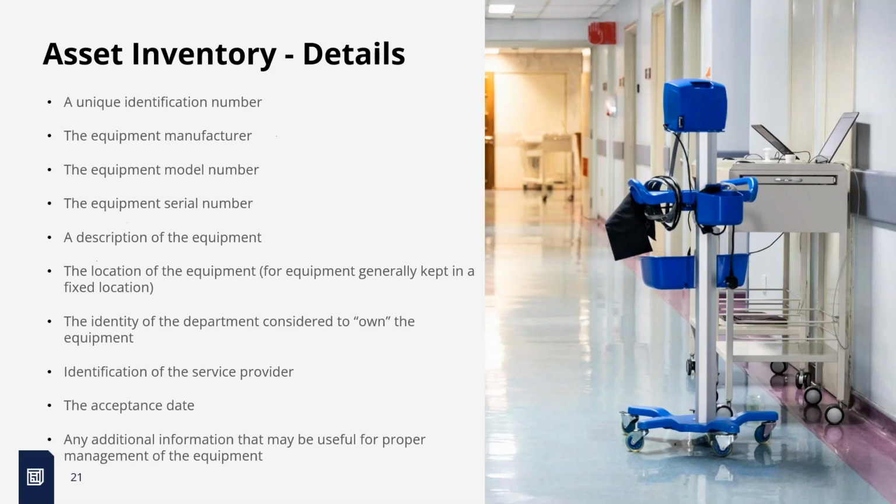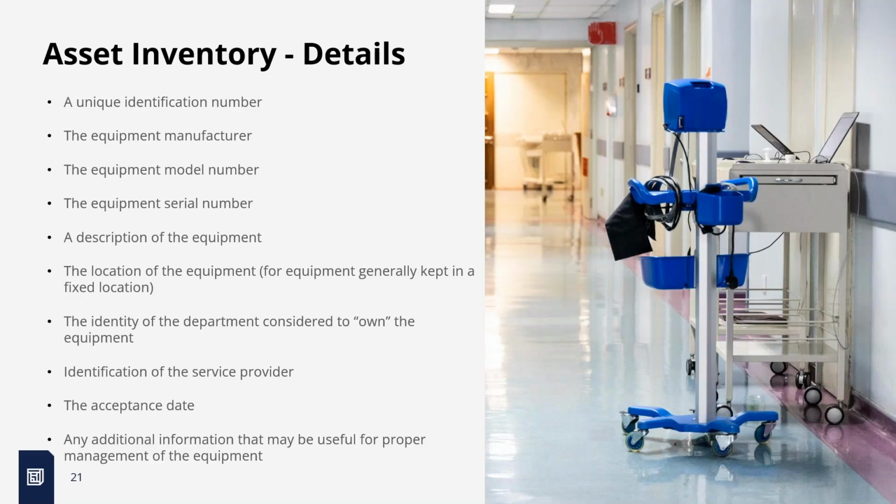Some of these are from my personal experience. Some of these are from some code language as well. I pulled this one actually right out of the CIHQ language on what they're looking for in the inventory. So some type of unique identification number, whether that's a barcode sticker you're putting on, property of whatever hospital system you're working for, manufacturer, model, serial number, big part of that for recalls. You do want to have that as well. A description of the equipment, location of the equipment.